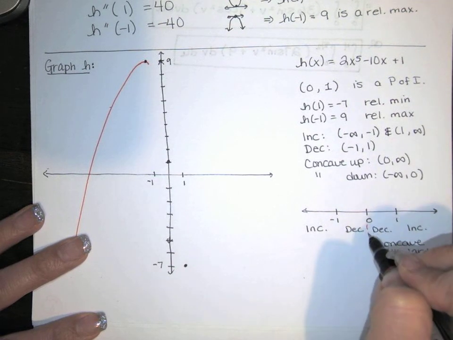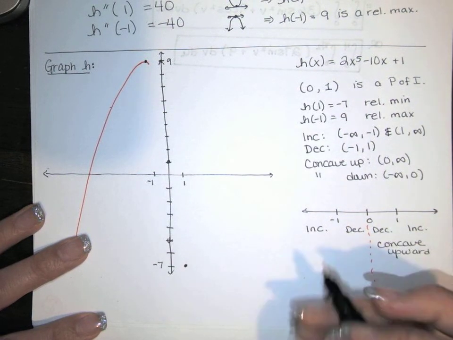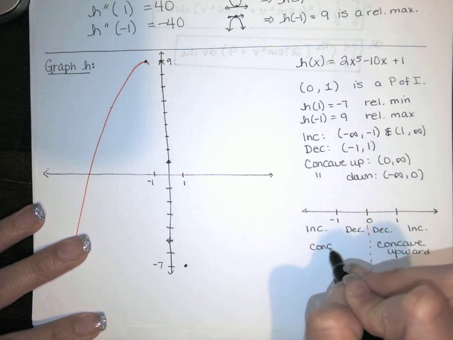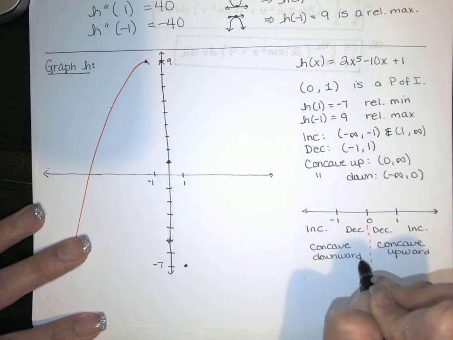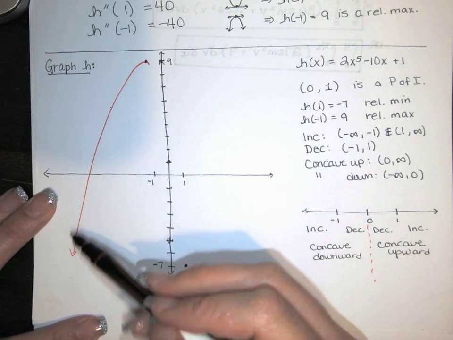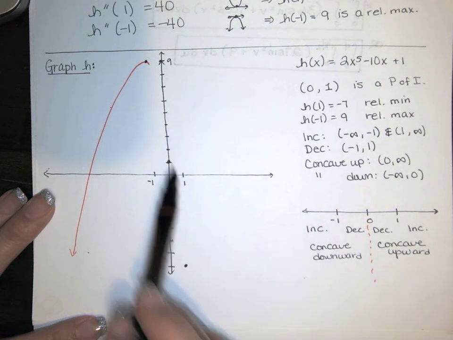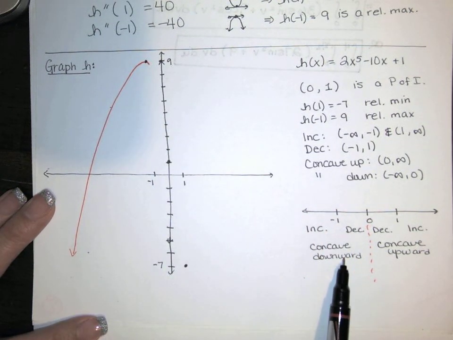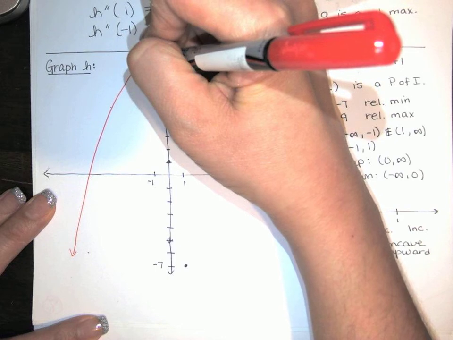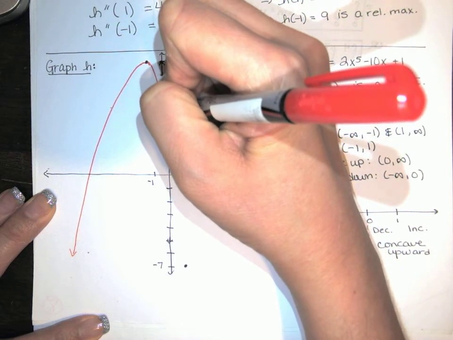So I'm using this as sort of a dividing line. And over here, the graph is concave downward. Okay, so the function was increasing from here to here, and then from -1 to 0, it's decreasing and concave downward. So it looks like this. It's a cup facing down.